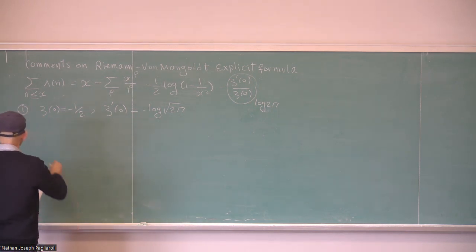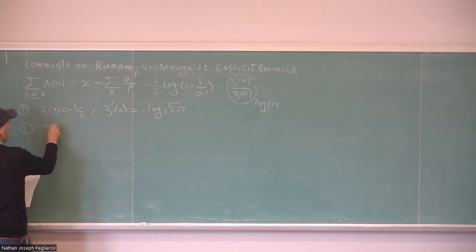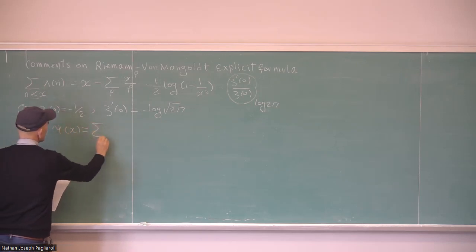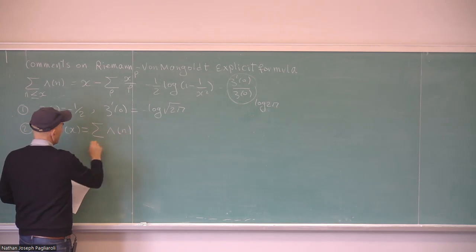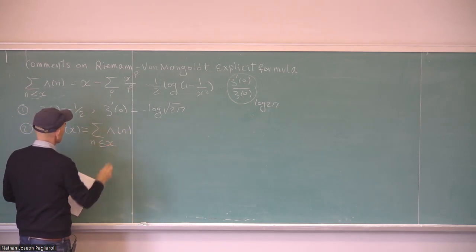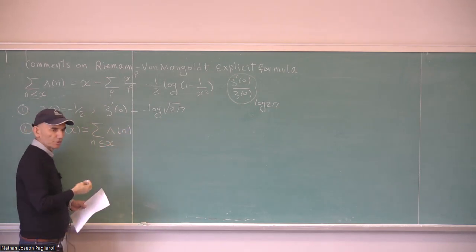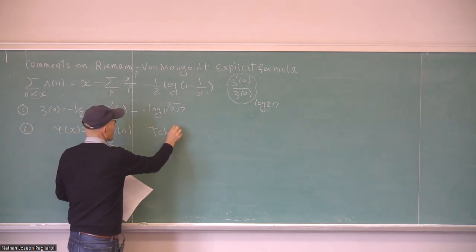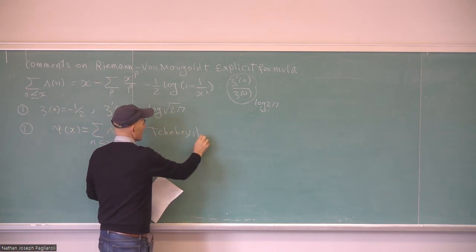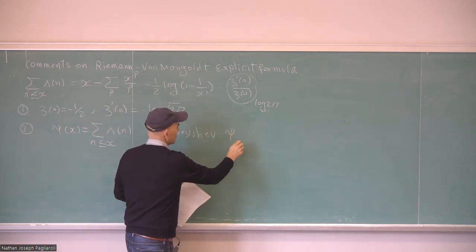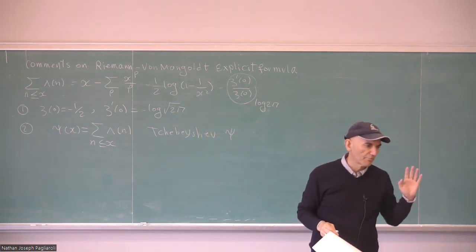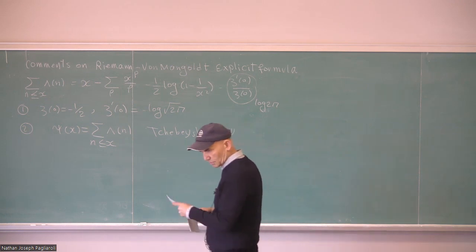And the second thing is that there is this function. If you introduce the function psi of x equal to the sum of lambda of n, n less than or equal to x, this is called the Chebyshev function. It was introduced by Chebyshev. I believe Chebyshev called it psi, and it's forever called the psi function.